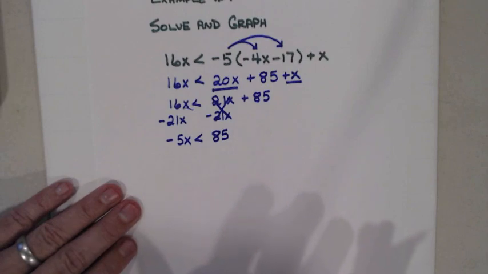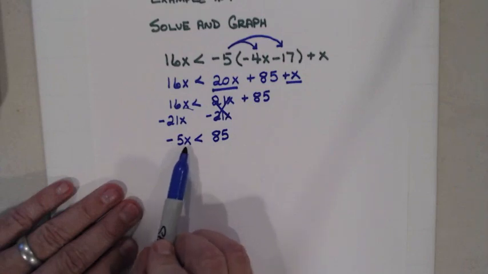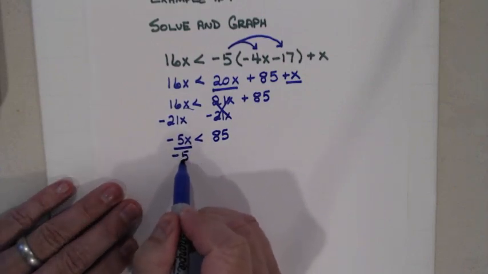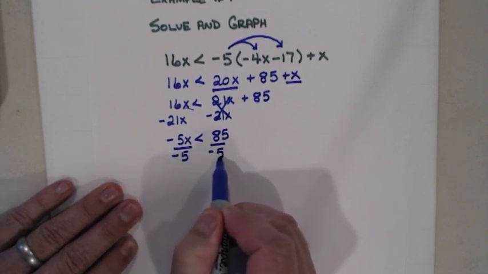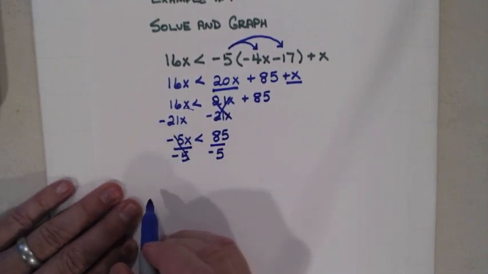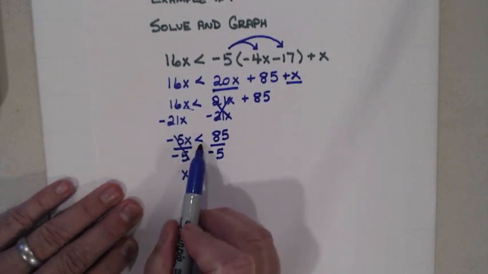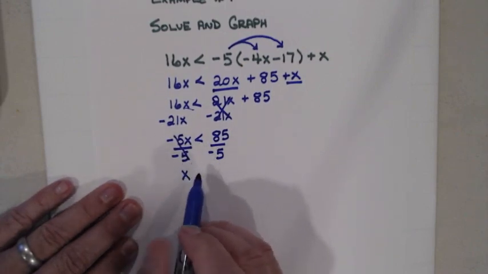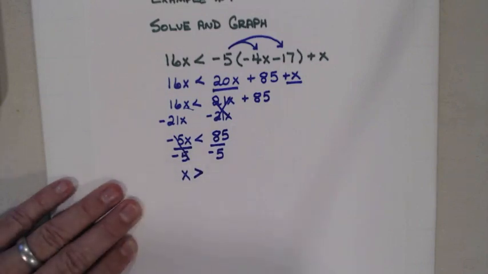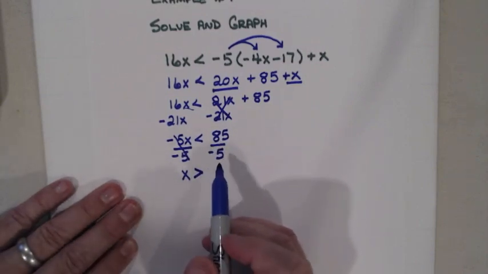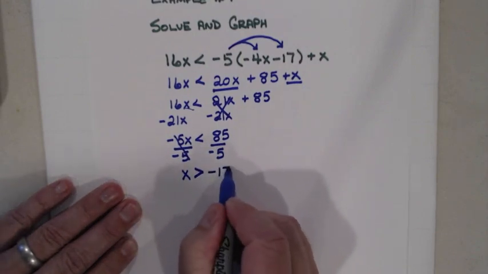There's no adding and subtracting that I need to do or undo, but I need to do the opposite of multiplying by negative 5, which is dividing both sides by negative 5. That cancels out those negative 5s. I bring down my x, and remember, if you've got an inequality and you divide both sides by a negative number, that inequality symbol switches around. 85 divided by negative 5, negative 17.